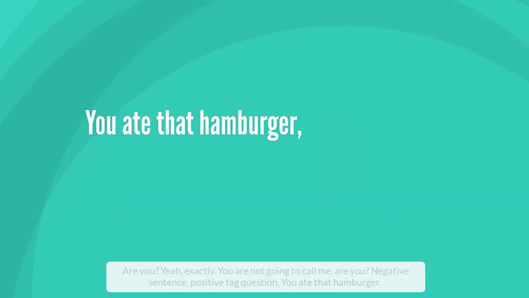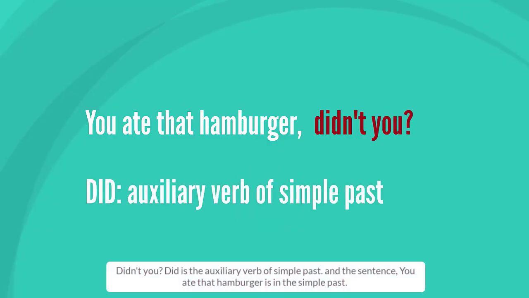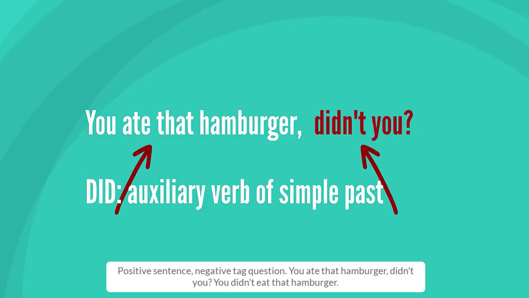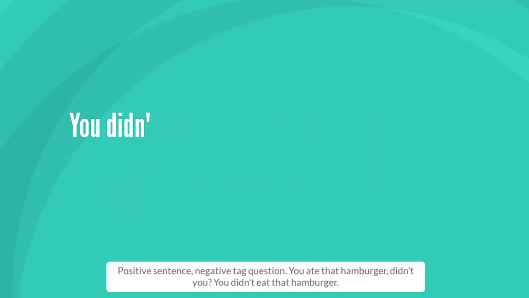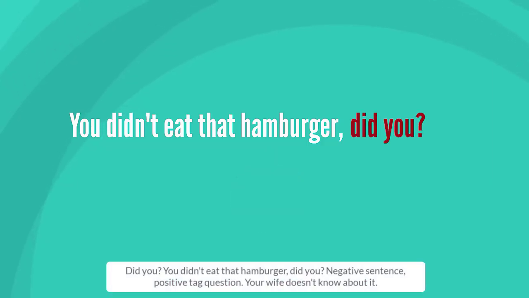You ate that hamburger, didn't you? Did is the auxiliary verb of simple past. And the sentence, you ate that hamburger, is in the simple past. Positive sentence. Negative tag question. You ate that hamburger, didn't you? You didn't eat that hamburger, did you? Negative sentence. Positive tag question.